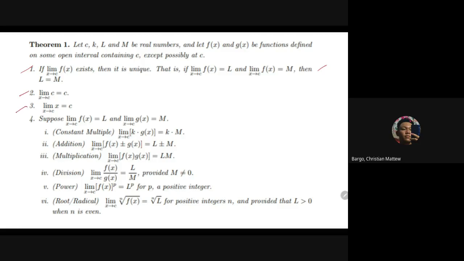And we have there the constant, the addition, the multiplication, division, power. I'll just read this one because I know I was able to forward this the other day. So suppose that the limit of f of x as x approaches c is equal to L, and the limit of g of x as x approaches c is equal to m. By constant multiple, the limit of k multiplied by g of x as x approaches c is equal to k multiplied by m.